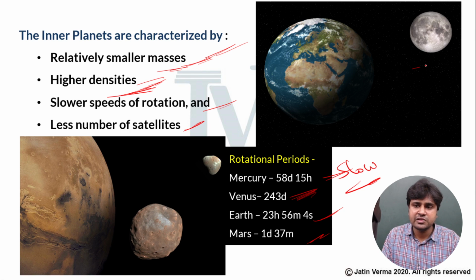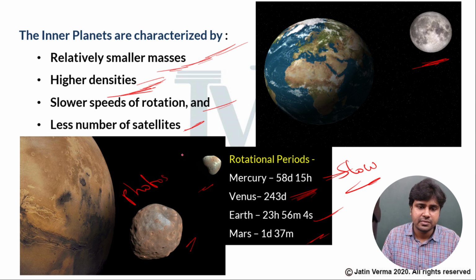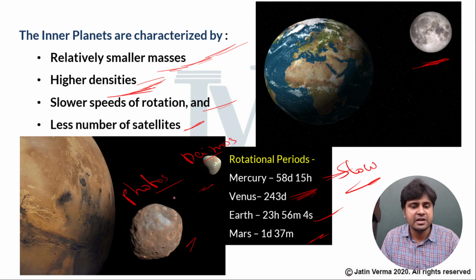For example, Earth has only one natural satellite, Moon, and Mars has two natural satellites. These are actually asteroids. These are very small in size compared to that of our Moon. And these names are Phobos and Deimos. So these are the names of satellites of Mars. Clear? Now, Mercury and Venus, they don't have any satellites. Please keep this in mind. Earth has one natural satellite, our Moon, and Mars has two natural satellites, Phobos and Deimos.